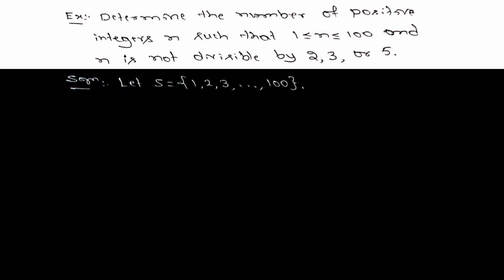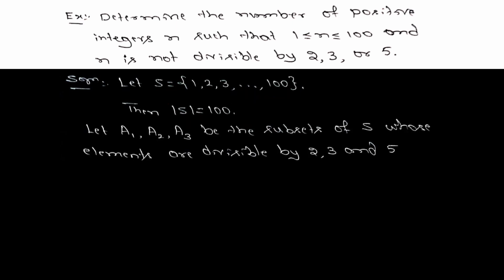Let us consider the set S as the set of all integers from 1 to 100. Clearly, the cardinality of S is 100. That means the number of elements in the set is 100.